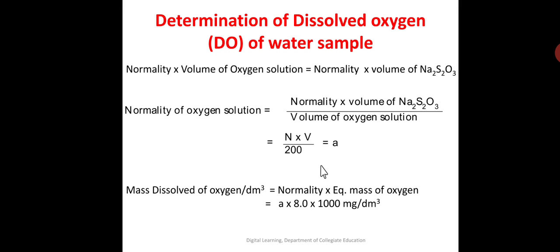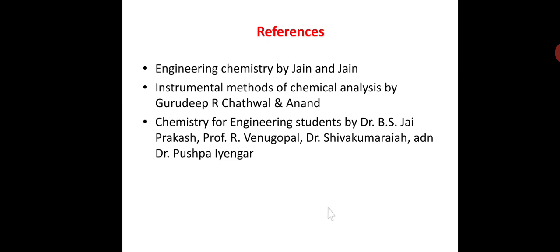If it is A, then the mass of dissolved oxygen per dm cube, per liter of the sample, is normality times equivalent mass of oxygen. So A times 8 times 1000 milligram per dm cube. In this way you can calculate the dissolved oxygen present in the given sample.